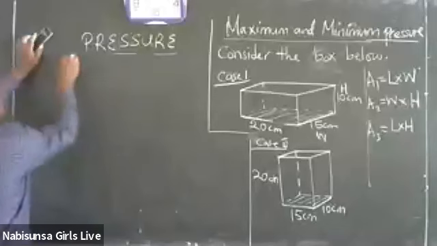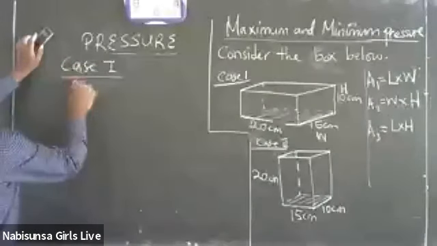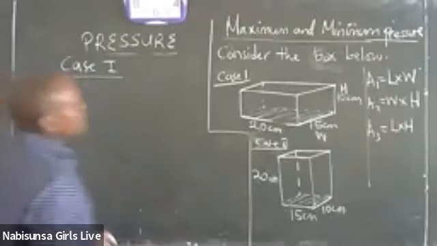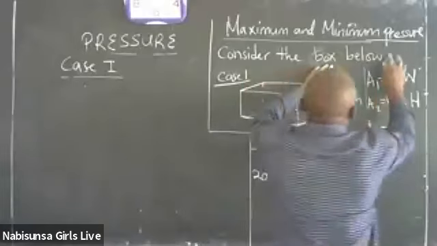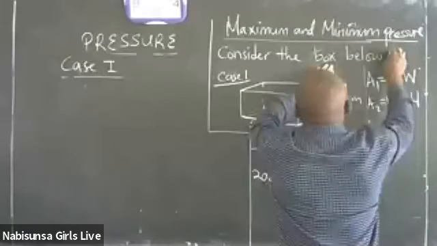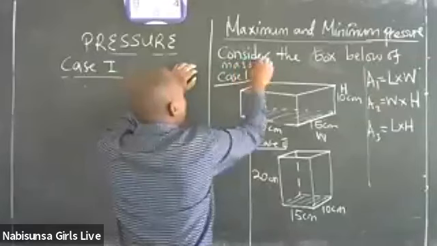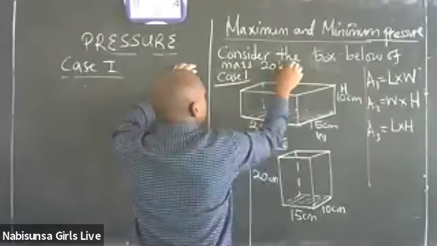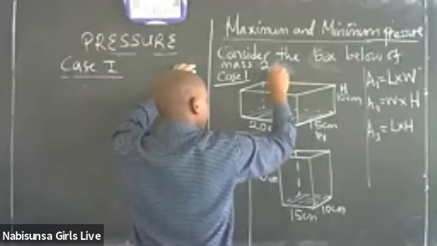So for case 1, pressure is equal to, what is the area? Let us say the box has mass, consider the box below. Let us give it a mass of 2 kilograms.